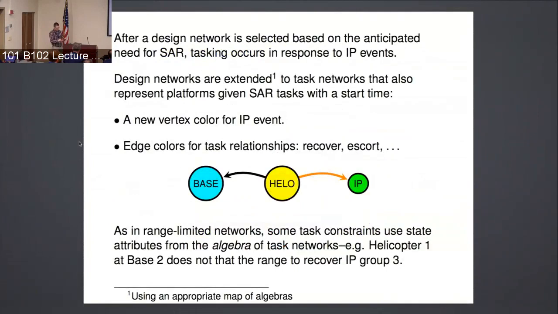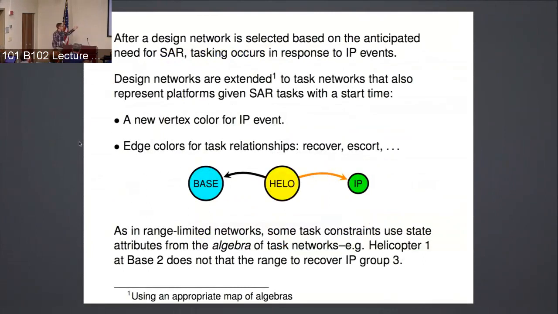Okay, and so what you do is you take these notions of networks that you already have for design, and then you need to add more vertex colors and these task edges that will define what you want, and you want to make sure that it's consistent with what you already have. So for this point, you're saying, well, we need to add, for example, IP events, right? Because we didn't have those based on our anticipation. And then we also want to add these edge colors for different task relationships, like maybe the helo is going to go rescue this particular isolated person, and other assets might be providing escorts to a force package.